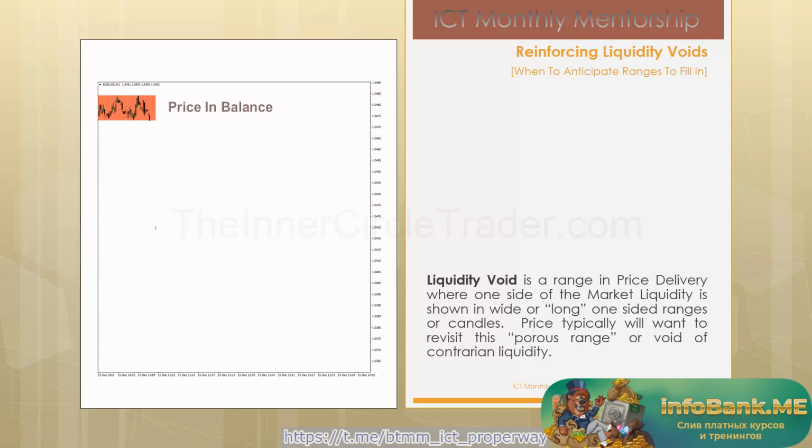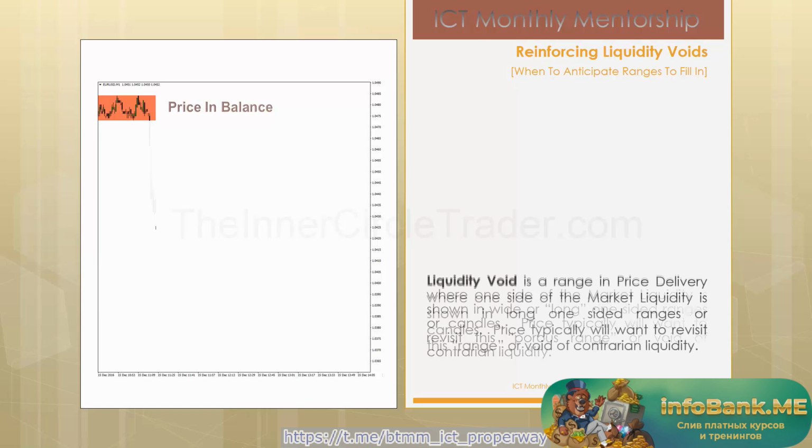Okay, we're going to look at an example of a liquidity void. When price is in a small consolidation or a trading range, we call this price imbalance. In other words, price is in a point of equilibrium. At some point, price will eventually move out of the consolidation.